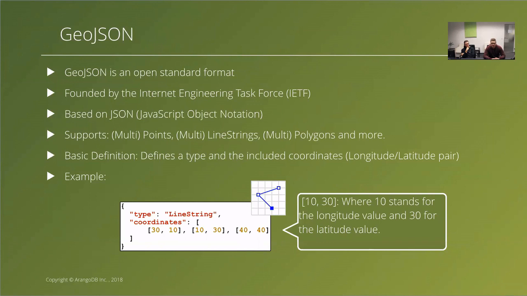For example, here we see a line string, which has 3 coordinate pairs. As you see in the picture, the first one is 30, 10, the second one 10, 30, and then 40, 40. To explain what those numbers are: the first one stands for the longitude value, for example the 10 inside the 10, 30, and the second one, the 30, stands for the latitude value.